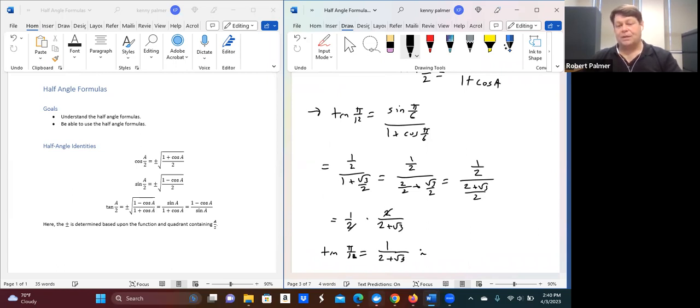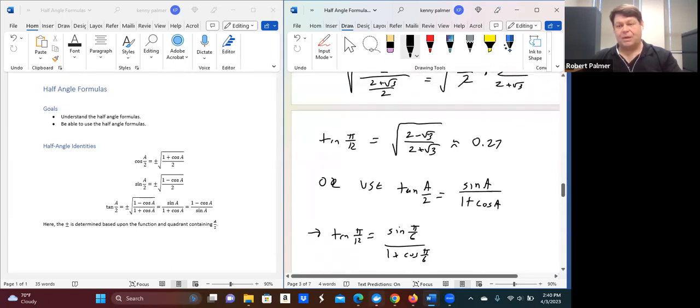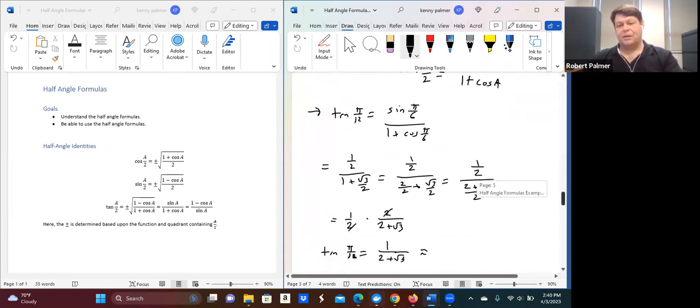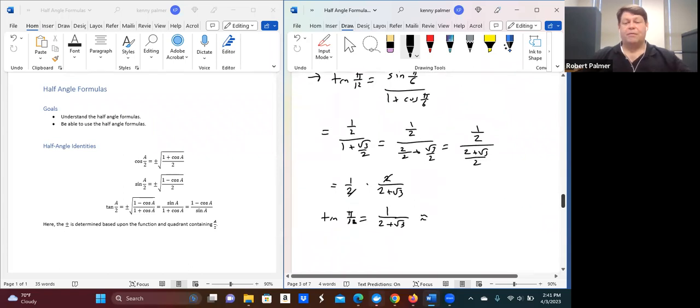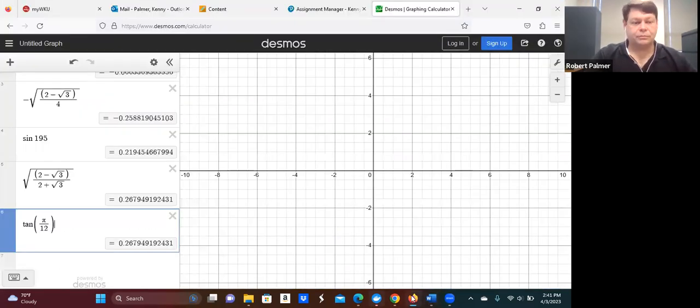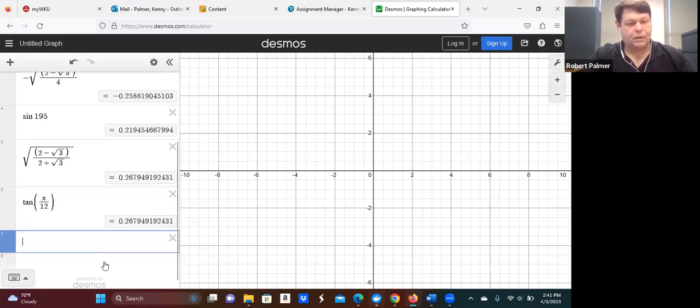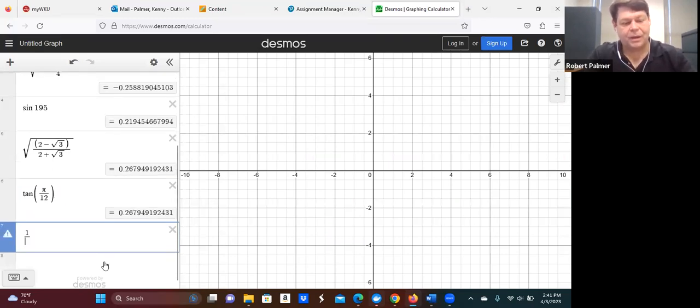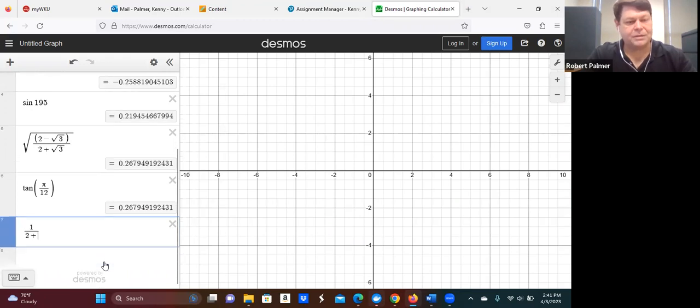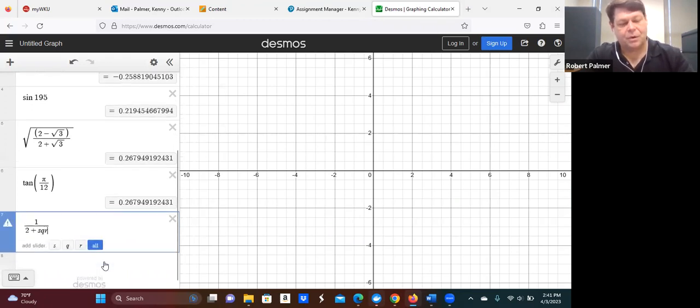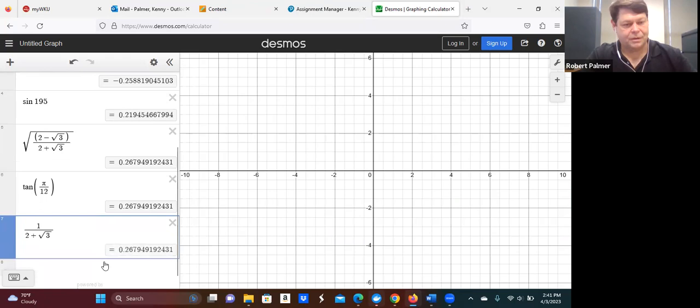Okay, now is that the same thing? Doesn't look the same, obviously. Well, let's see if that's the same value as this. All right, so plug this into Desmos, we'll approximate it, or use your graphing calculator. Okay, so 1 divided by 2 plus the square root of 3. Yeah, exactly the same. Approximately 0.27.